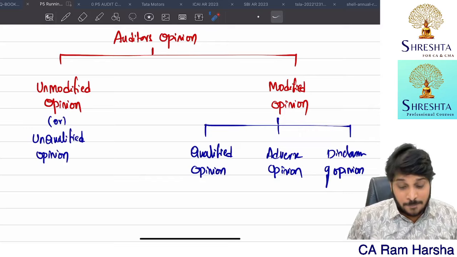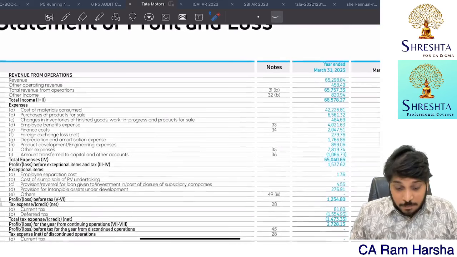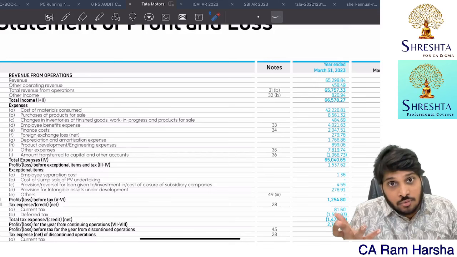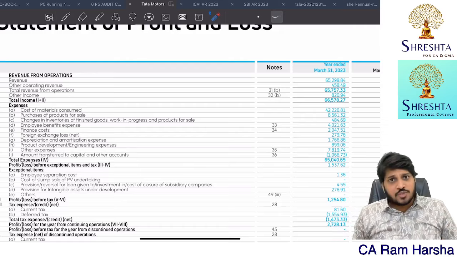if everything in this profit and loss account is fine, who prepared it? The board of directors, by taking help of some chartered accountants and some senior accounting people, prepared this profit and loss account. You see, the board of directors are the ones who signed this.